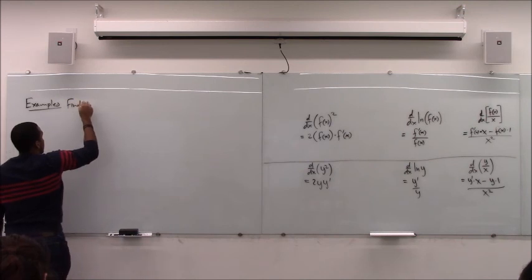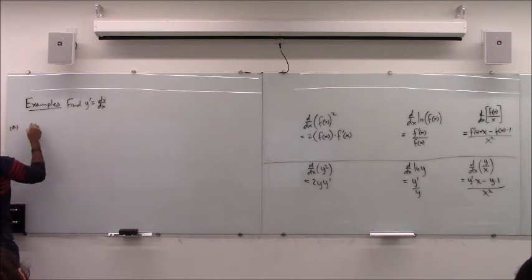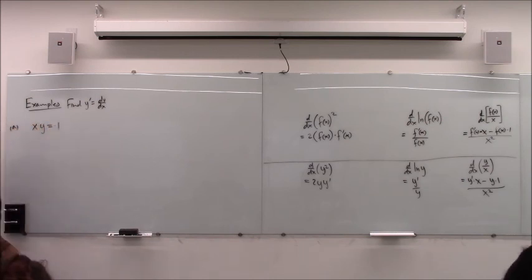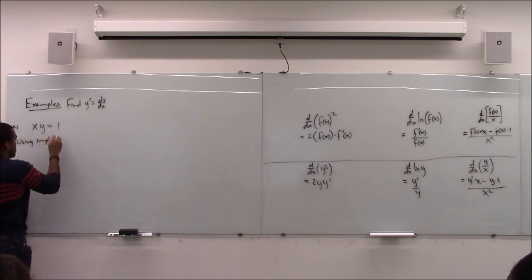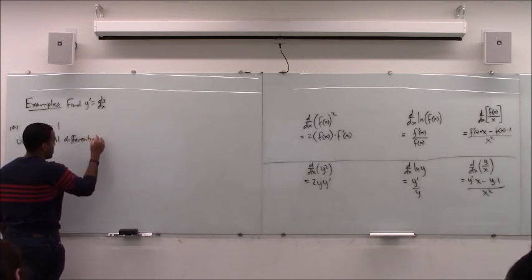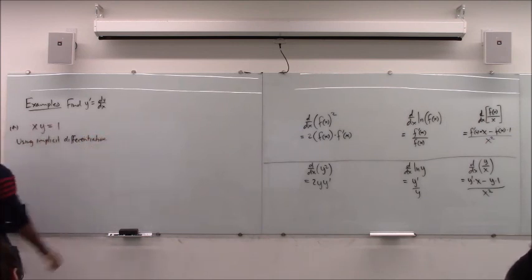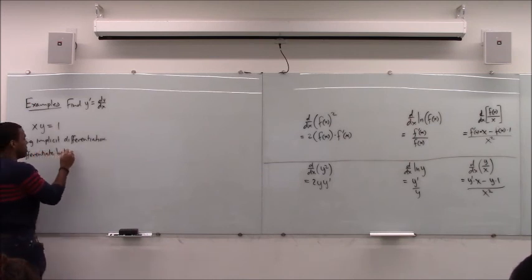So the example is to find y prime, which is dy/dx. The first example is, suppose we know that x times y equals 1. How would you go about finding y prime? If you want to use implicit differentiation, notice that my y is not isolated. But I still want to be able to figure out what is the derivative of the y function. Here's what you would do. You would differentiate both sides of the equation.